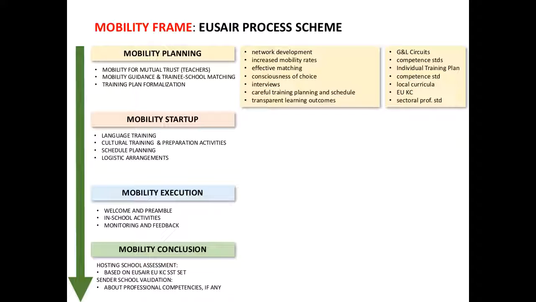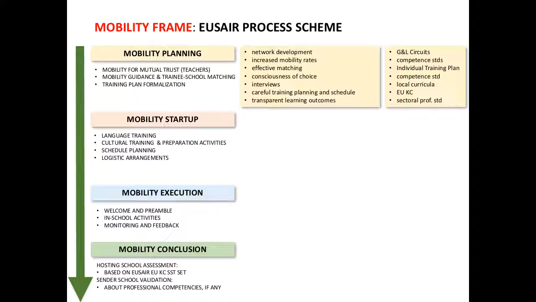These columns are going to show you in the planning what we get. So we get network development, increased mobility rates, effective matching, consciousness of choice. We can organize interviews for the students with the schools hosting them. We have a more careful training planning and schedule. We have transparent learning outcomes because we have a good training plan formalization. These are the outcomes we expect from this first step.